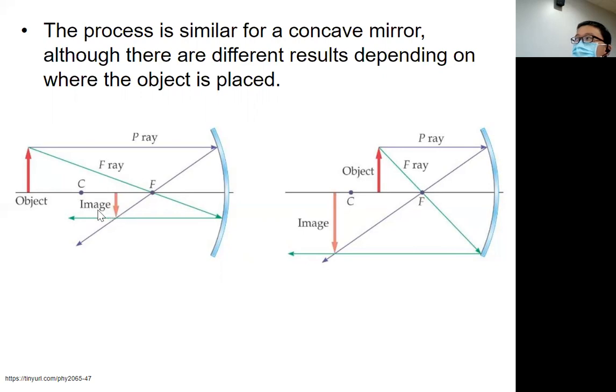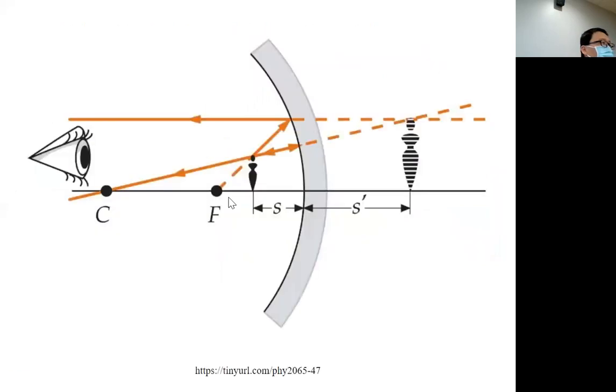Okay. So if you are beyond the center of curvature, you get a reduced real image. If you are in between the center of curvature and the focal point, you get an enlarged real image. Okay. If you are within the focal point, so DO less than focal length, then you will get a virtual image instead of a real image. And in this case, it's actually an enlarged virtual image.